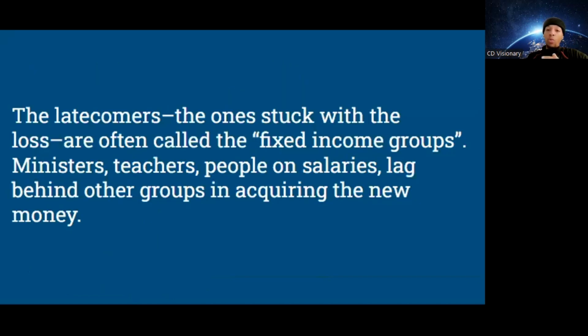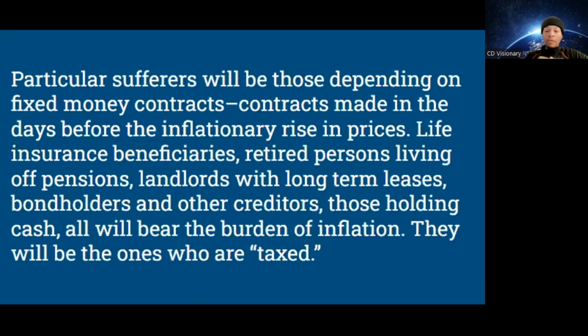So the latecomers, the ones stuck with the loss, are often called the fixed income groups, like the ministers, the teachers, people on salaries, who lag behind other groups in acquiring the new money. Particular sufferers will be those depending on fixed money contracts, contracts made in the days before the inflationary rise in prices. Life insurance beneficiaries, retired persons living off pensions, landlords with long-term leases, bondholders and other creditors, those holding cash, all will bear the burden of inflation. They will be the ones who are taxed.